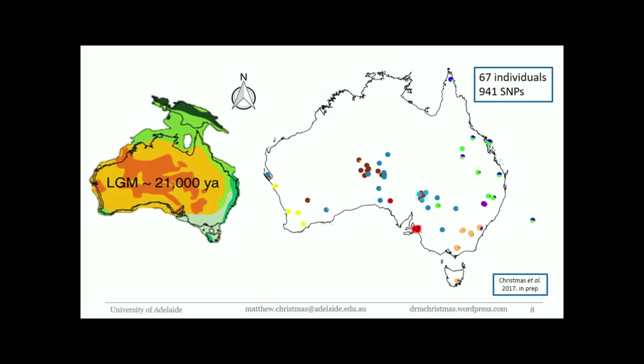Here I used a restriction digest method to genotype 67 individuals at 941 single nucleotide polymorphisms, or SNPs. I performed genetic clustering analysis to identify genetic differentiation across this range. These coloured pie charts represent assignment to different genetic clusters, and they demonstrate the presence of geographically isolated clusters that may be the remnants of, or expansions from, these historic refugia. These are the proposed areas of refugia during the last glacial maximum, and we see corresponding genetic clusters within these regions, and then expansions from these into the more arid zone.